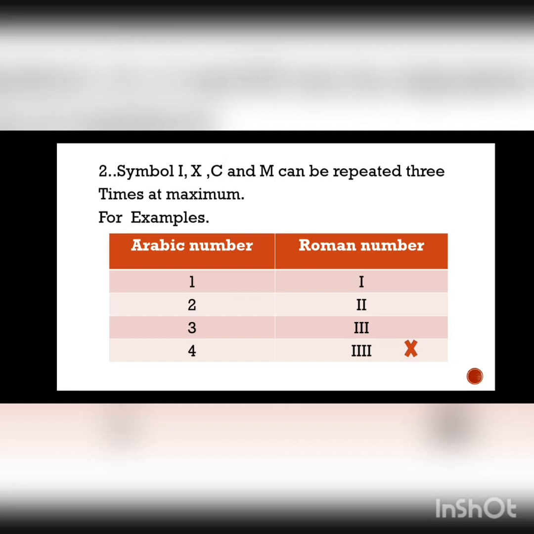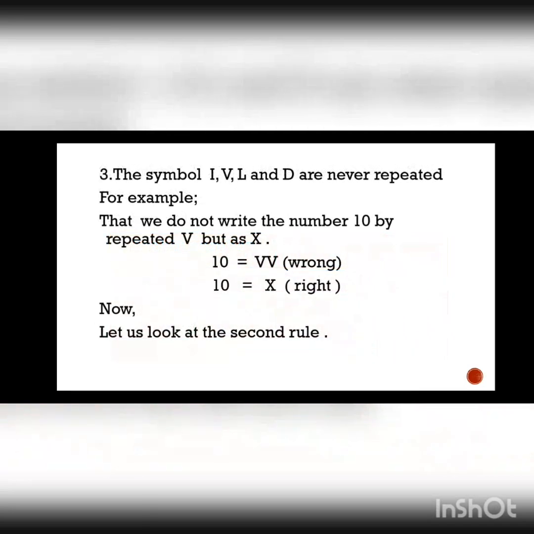in the Roman system, we cannot write 4 as IIII. The symbols V, L and D are never repeated. For example, we do not write the number 10 by repeating V but as X. 10 is equal to VV. It is wrong. 10 is equal to X. It is right.